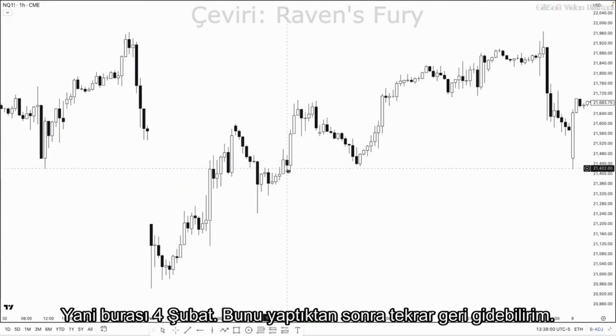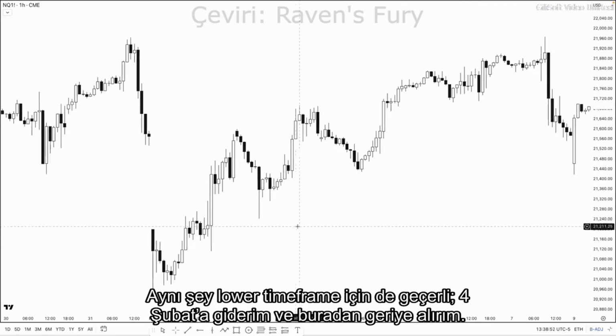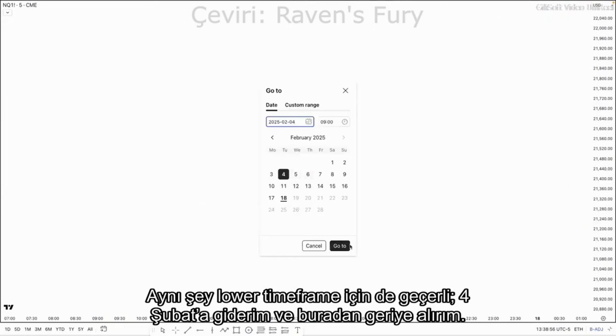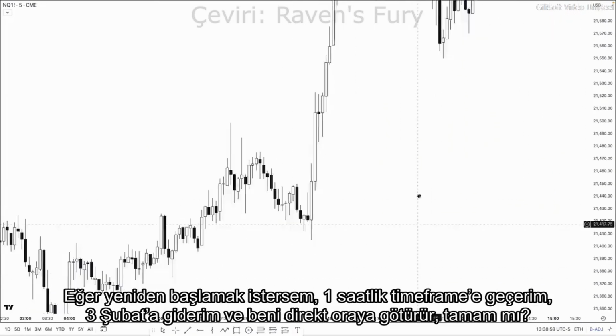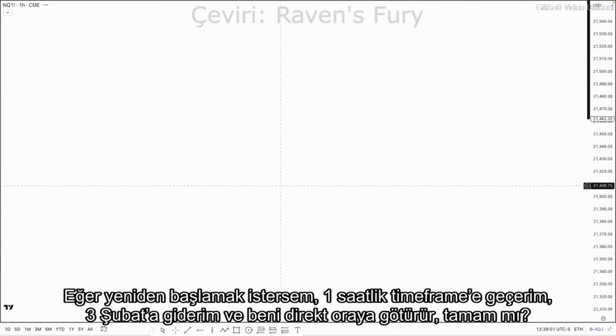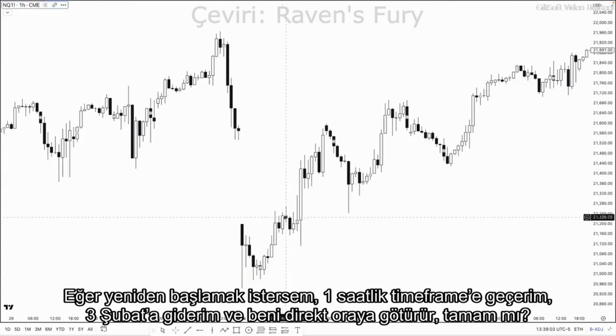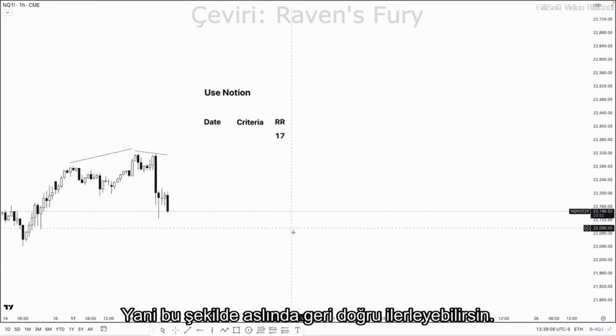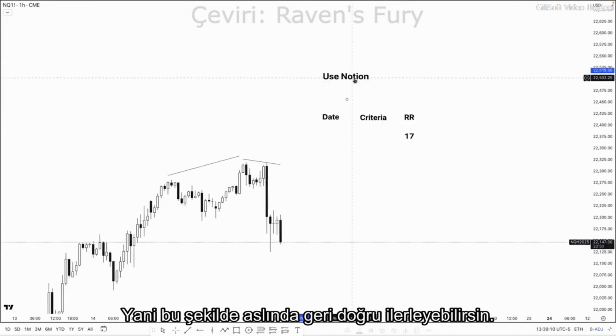So this is the 4th of February, and then after I do that, okay, say I'm on the lower time frame, I can go 4th of February and back here. And then if I want to restart, I go to the 1 hour time frame, I go 3rd of February, and it'll take me straight back. Okay. So that is how you can actually go about it.